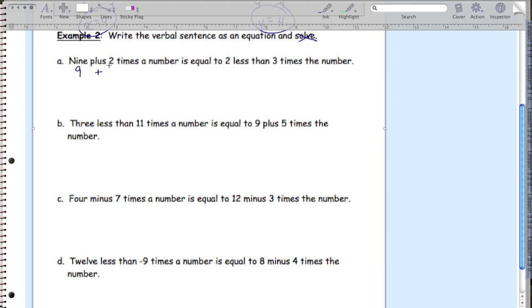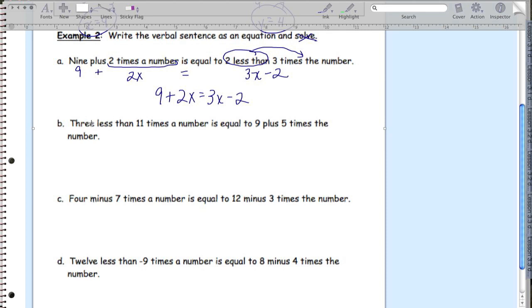9 plus 2 times the number is 2x is equal, so they even say equal there, to 2 less than 3 times the number. So the number is the same as x, so we have a 3 times the number, and then they say 2 less than, so this is the only time it tags on at the end, 2 less than that. So my equation is 9 plus 2x equals 3x minus 2.